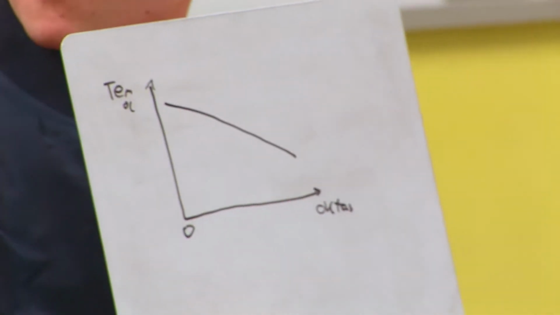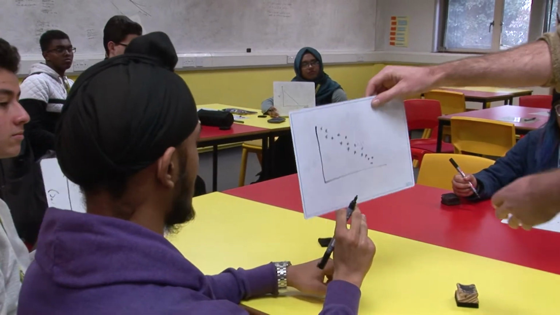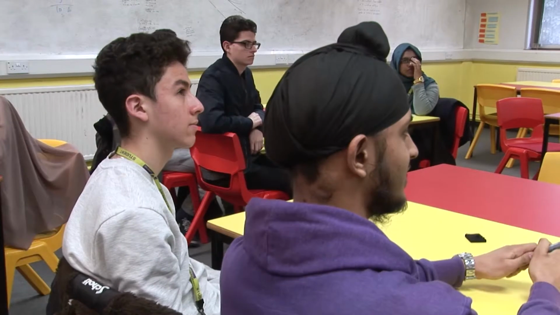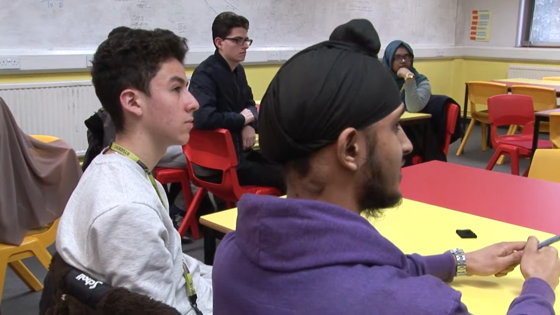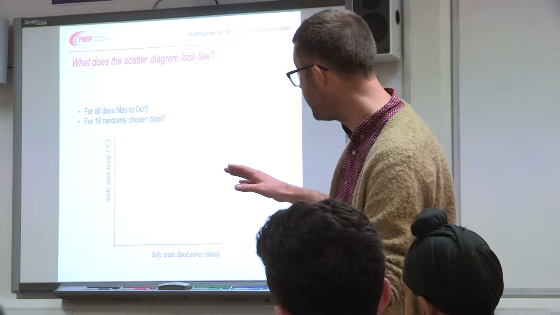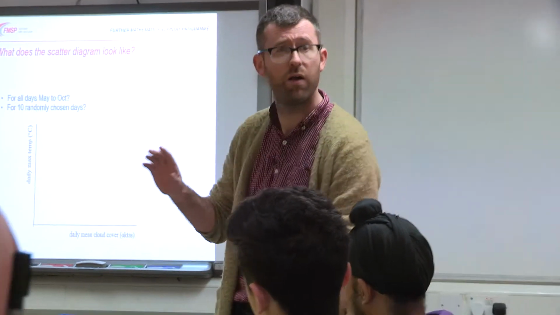Okay, interesting. Right, if we were looking at this one, for example, how would we describe this type of correlation? A negative correlation. And what if you wanted to talk about that in context of these things here? What might we say? The lower the temperature, the more daily mean cloud cover. Right, okay. Does that make a bit of sense? Most of them thought there was a negative correlation.